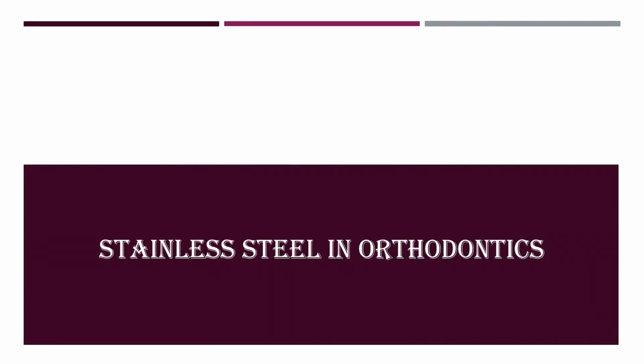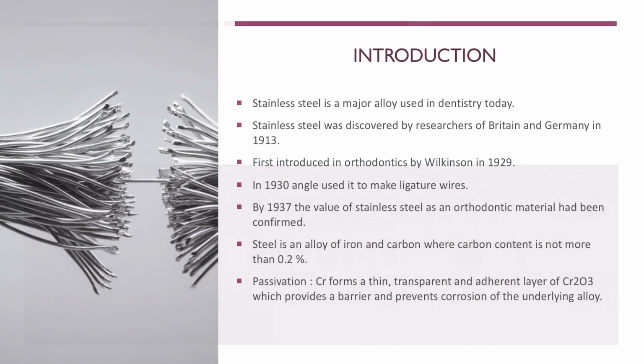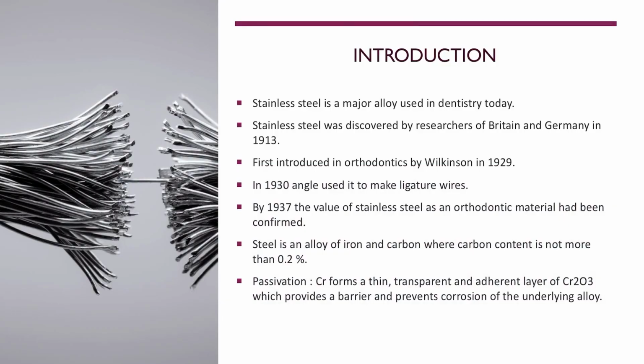Stainless steel in orthodontics. Introduction. Stainless steel is a major alloy used in dentistry today. Stainless steel was discovered by researchers of Britain and Germany in 1913, first introduced in orthodontics by Wilkinson in 1929. In 1930, Angle used it to make ligature wires. By 1937, the value of stainless steel as an orthodontic material had been confirmed.